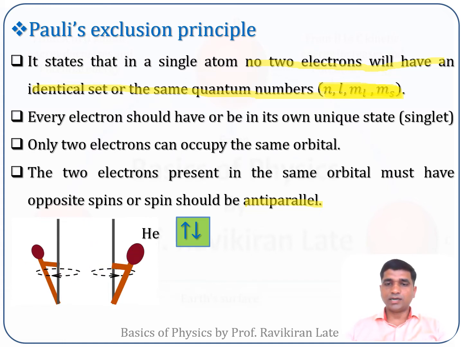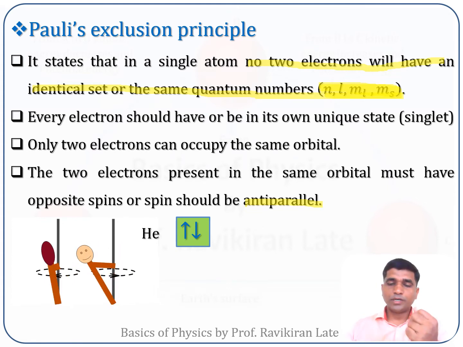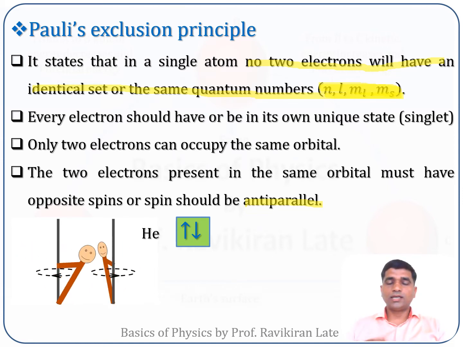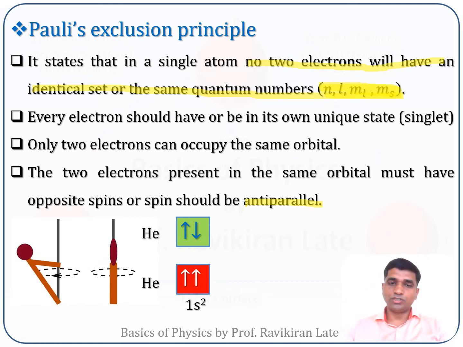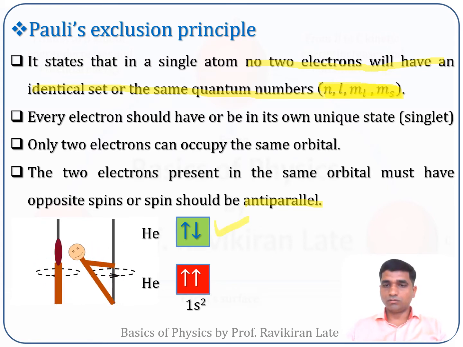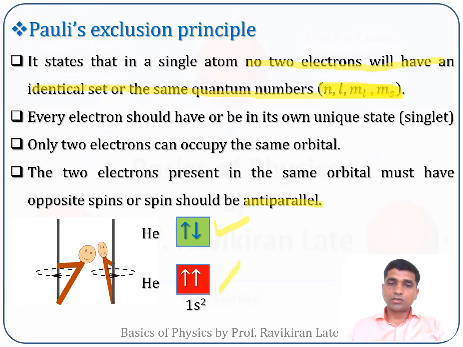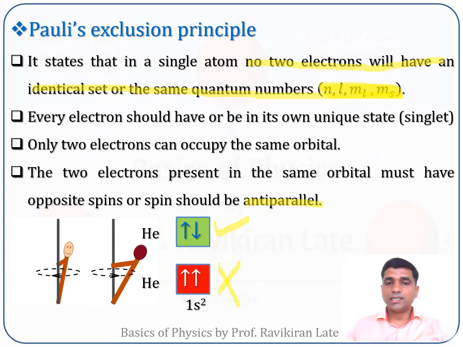For example, let us consider helium. We know that the atomic number of helium is 2. So in helium, 2 electrons will be there, and these 2 electrons will occupy the 1s orbital. But these 2 electrons must have opposite spins. Then and only then is this electron configuration valid. If you write this configuration in such a way that both electrons have up spin, then that is not true, because it violates Pauli's exclusion principle.